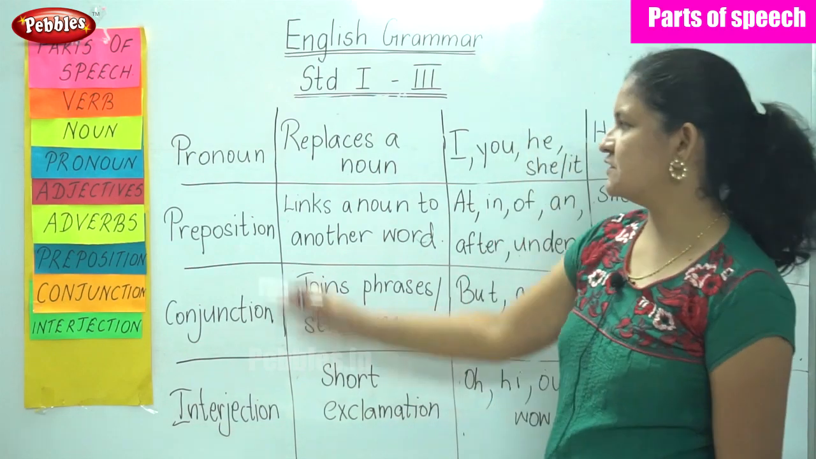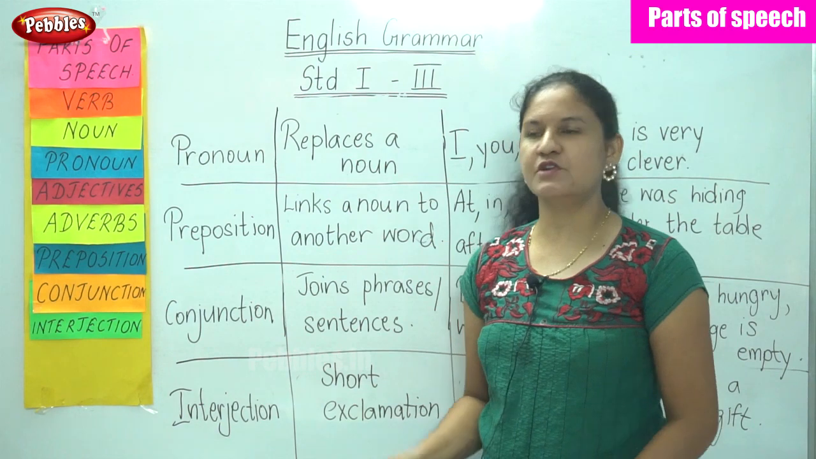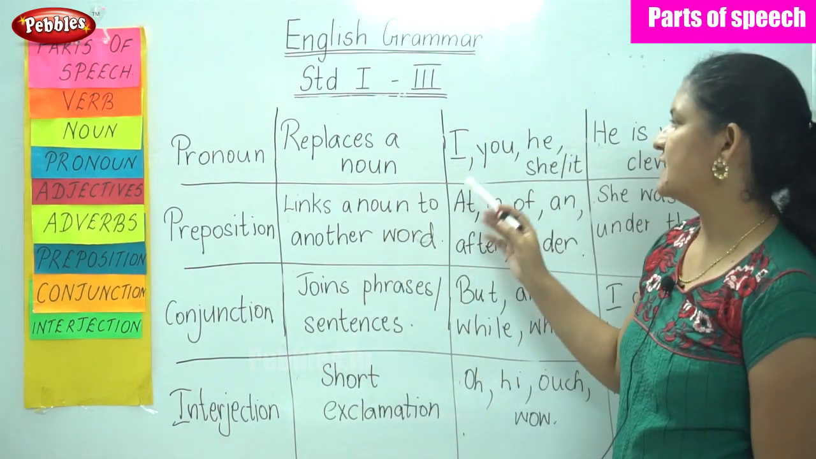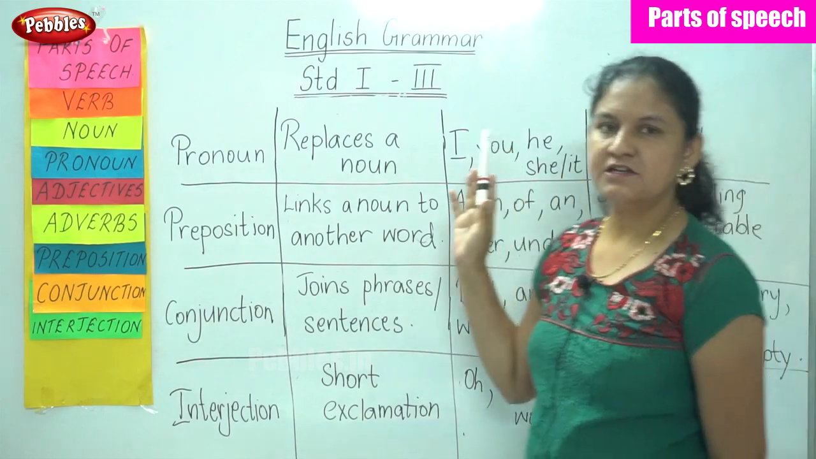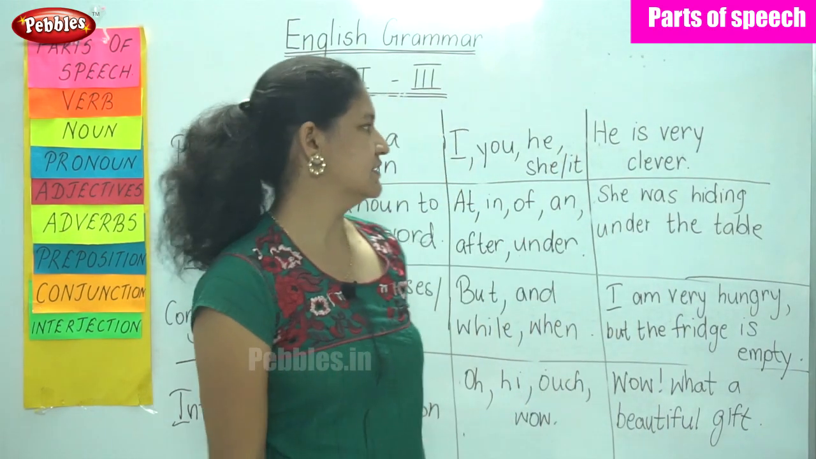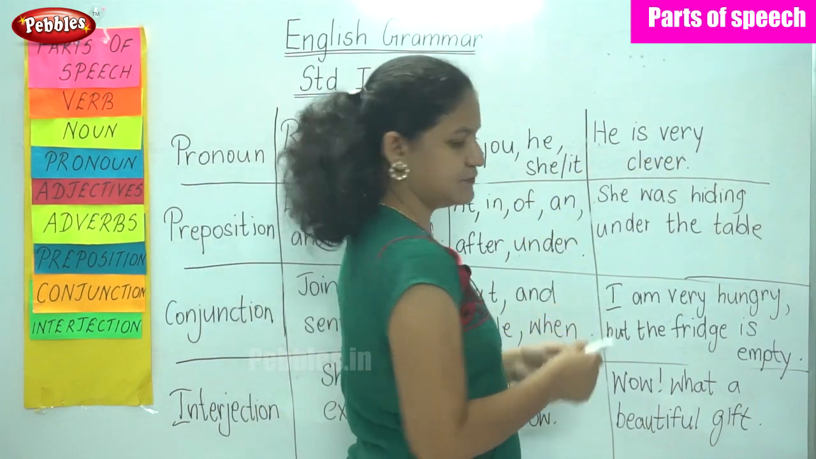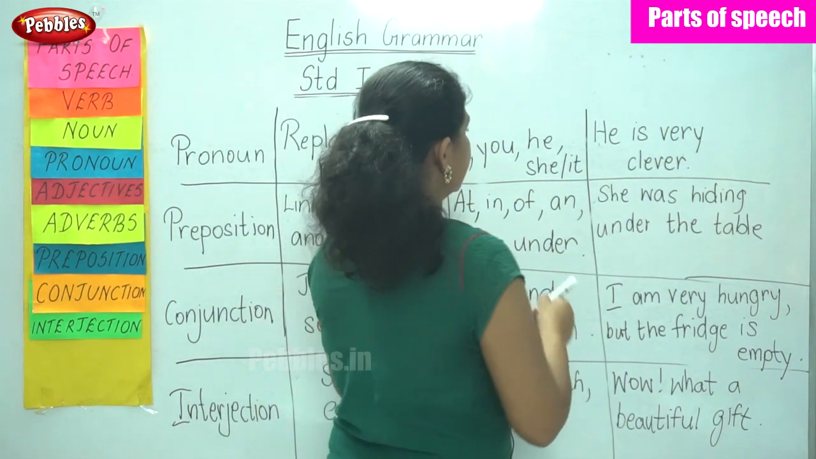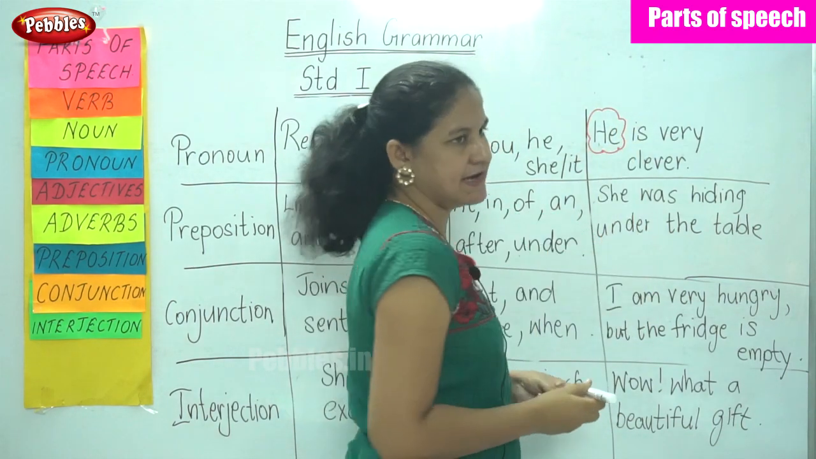So our next part of speech is pronoun. A pronoun is a word that replaces a noun. Examples of pronouns are I, you, he, she or it. And we have a sentence for that. He is very clever. So the pronoun used here is he. It is a personal pronoun. So, he is very clever.